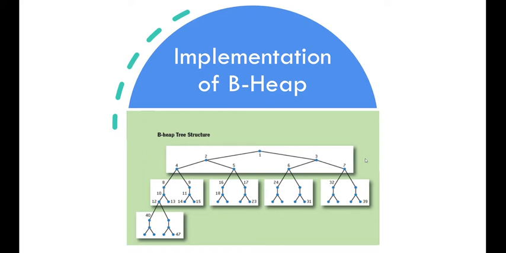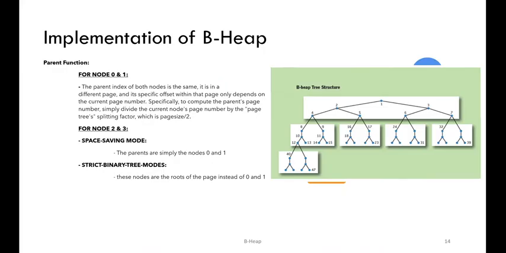The pages themselves can be seen as an M-ary tree, and since half of the elements in each page will be leaves within that page, the tree of the pages has a splitting factor of page size divided by 2. Now let's understand the parent function.